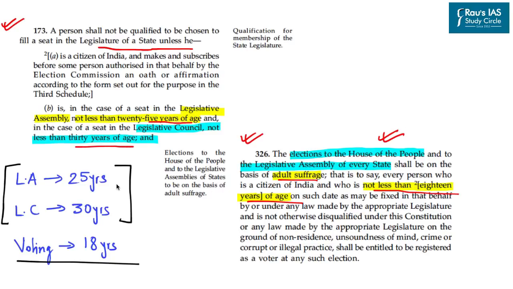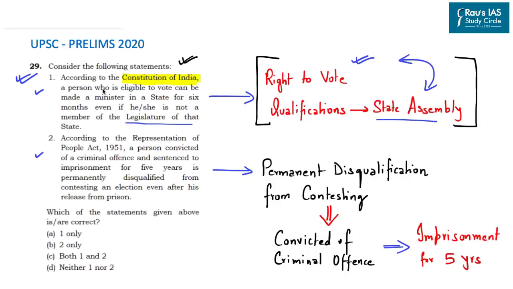So the minimum age for entering the Legislative Assembly or Legislative Council and the minimum age for voting are quite different. Accordingly, a person who is eligible to vote, that is, a person maybe of 18 and a half years or even 19 years, cannot enter the Legislative Assembly or even the Legislative Council of a state. Hence, the first statement becomes incorrect. Now, let's move to the second statement.